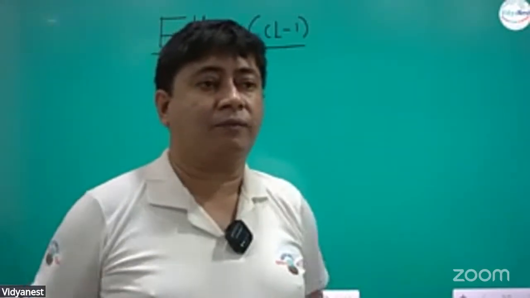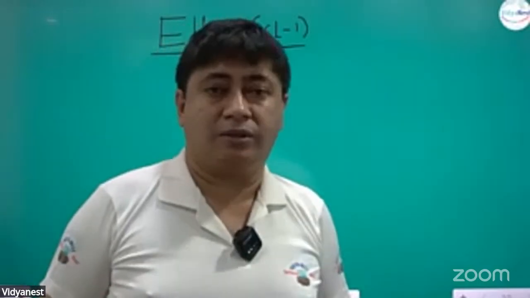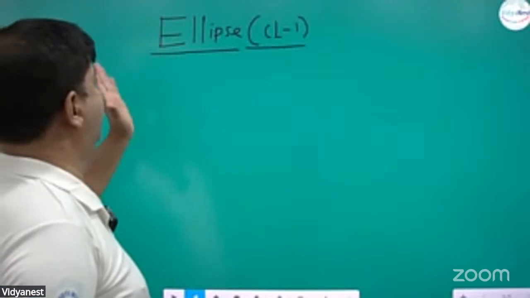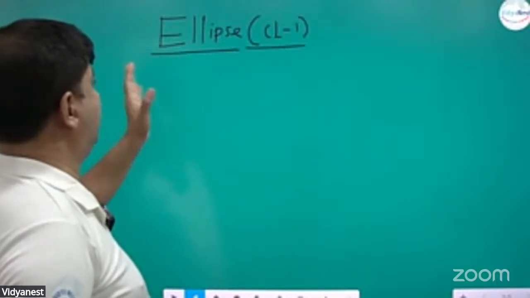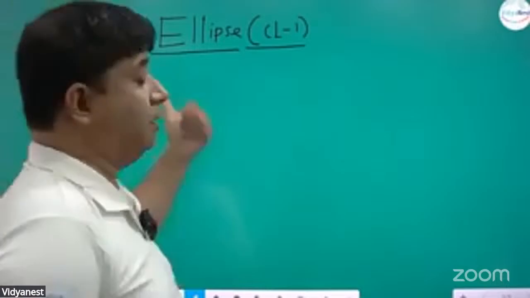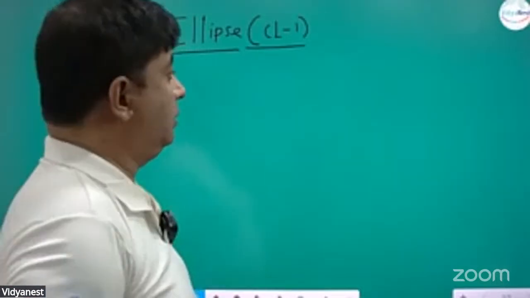Today we are going to start the next part of the conic section, that is ellipse. Ellipse.